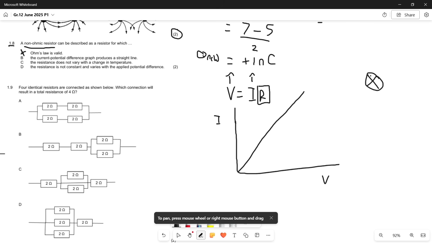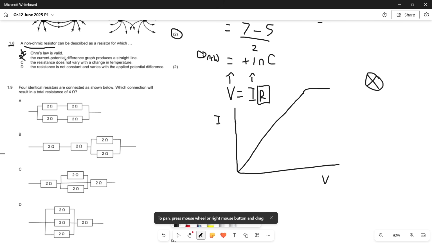So as the current flows through a light bulb, the light bulb will increase in temperature, as we know, and therefore the resistance will change and the proportion of the voltage and the current will change as well. So Ohm's law is not valid for a non-ohmic light bulb. The current potential difference graph produces a straight line. That is also not true for a non-ohmic resistor. As we mentioned, the temperature will change and therefore it might taper off like that, because the voltage can increase, but because the temperature has gone up, the current will not increase in proportion. So therefore B is out of the window.